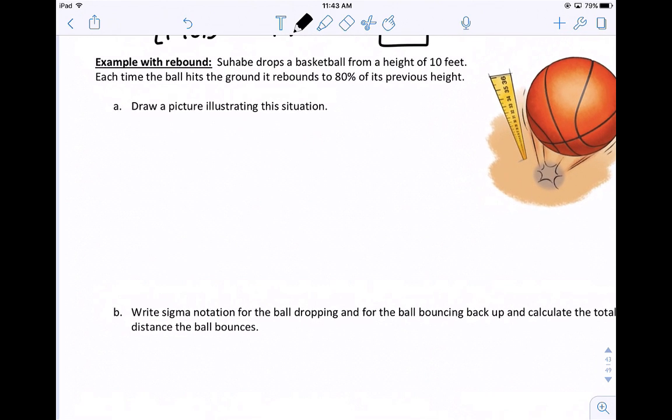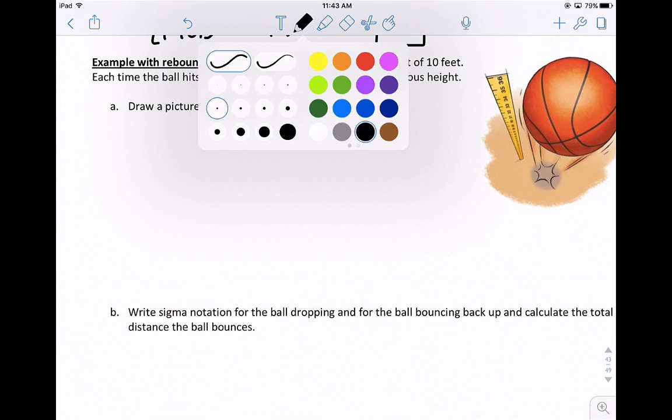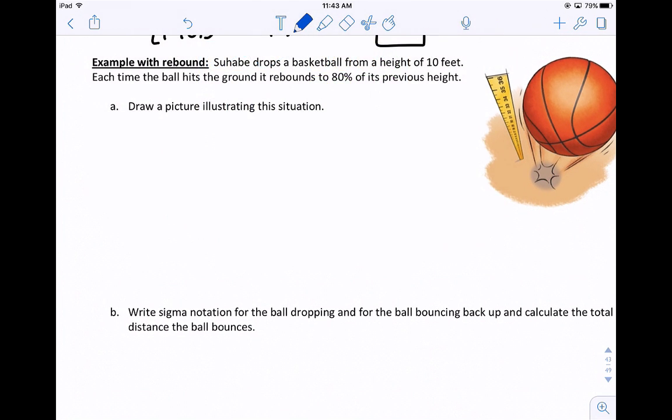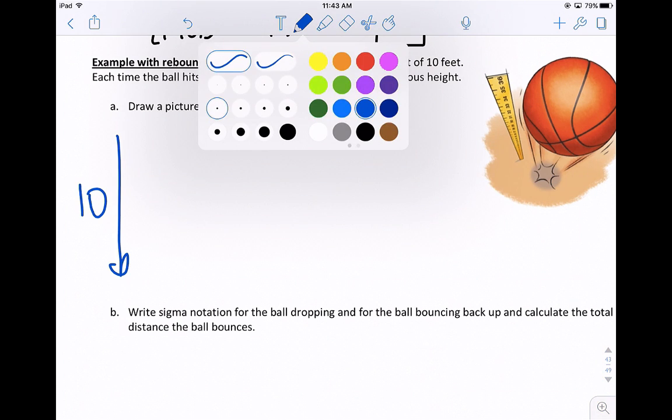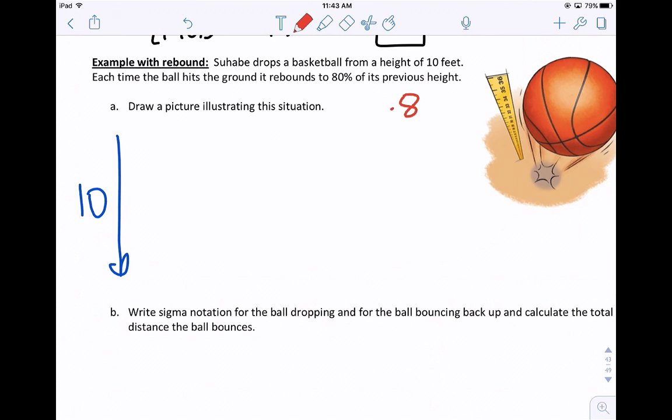Suhaib drops a basketball from a height of 10 feet. Each time the ball hits the ground, it rebounds to 80% of its original height. Here's the picture. Drops down 10, rebounds to 80%. So if we take 80%, 0.8 times 10, we get 8 feet. So it rebounds to 8 feet.